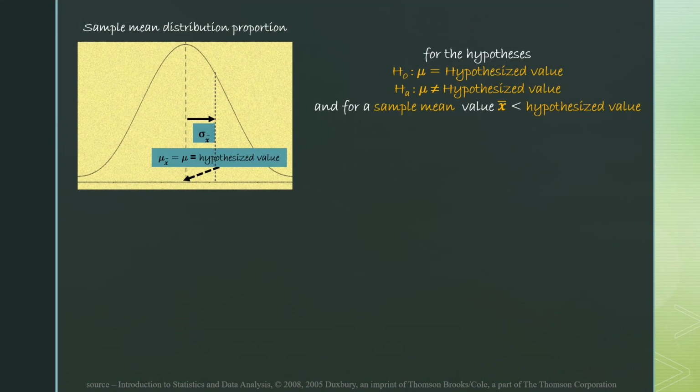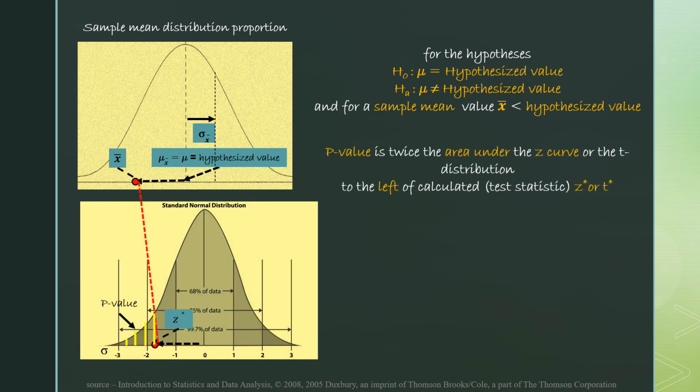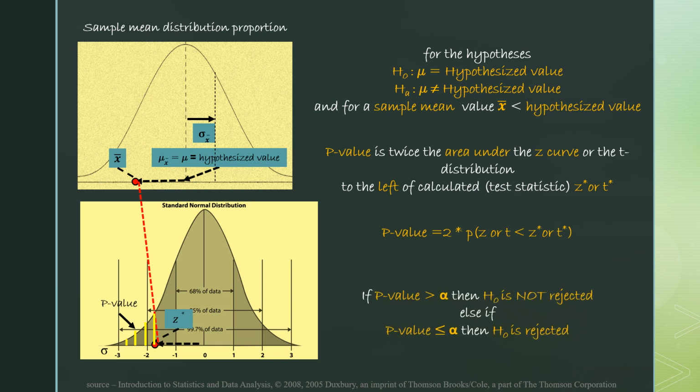And for a sample mean value x bar less than the hypothesized value, the p-value is twice the area under the z-curve or the t distribution to the left of the calculated test statistic z star or t star. The p-value equals 2 times the probability of z or t taking a value less than z star or t star respectively. If the p-value is greater than alpha, then H0 is not rejected. Else if the p-value is less than or equal to alpha, then H0 is rejected.